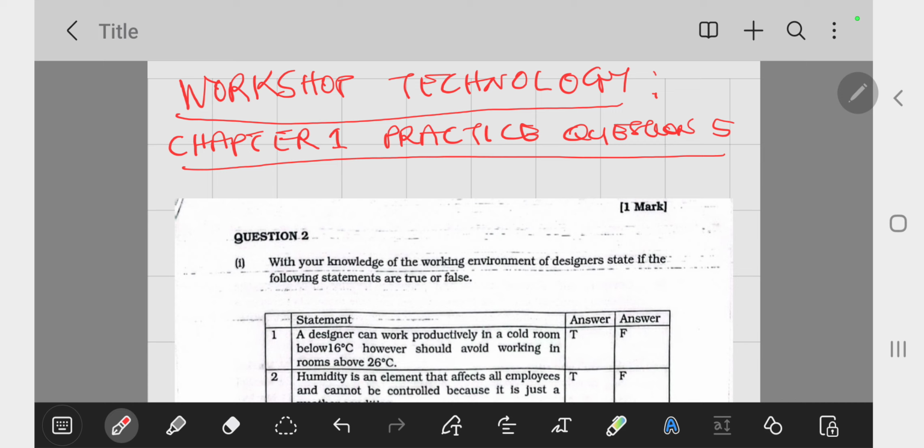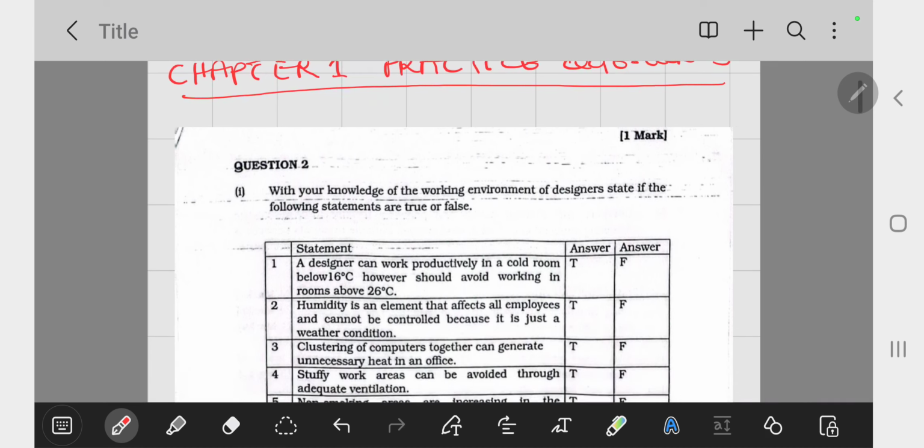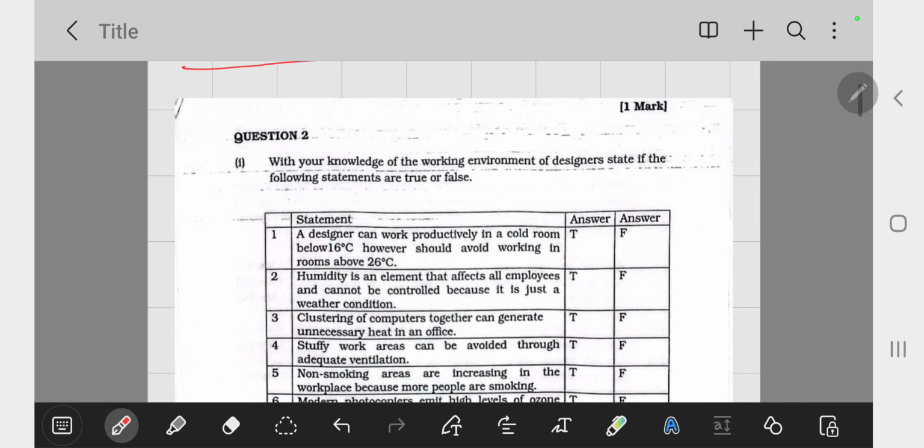Like I said, this is a very easy course. It's actually one of the courses you can aim to get an A plus in. So stick with me, and hopefully you'll be able to get that A plus in this course. Without wasting much time, let's quickly begin looking at this question.